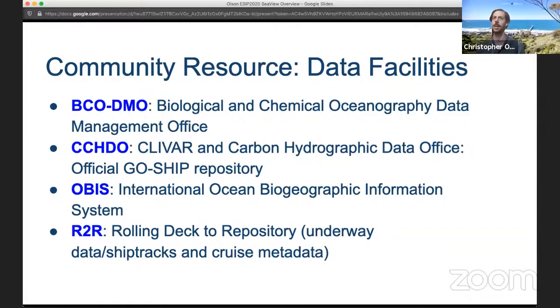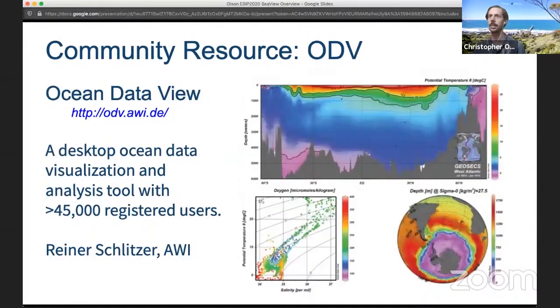The community resources that we use, the data facilities that we pulled from, were the Biological Chemical Oceanography Data Management Office, CLIVAR Carbon Hydrographic Data Office, OBIS, which is species count or fish occurrence data in the ocean, and Rolling Deck to Repository, which is underway data collected on research cruises. So these were the four data centers that we were getting data from.